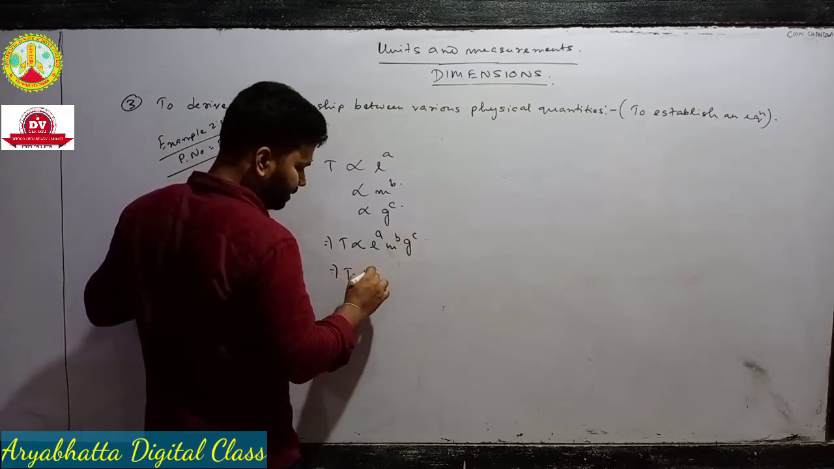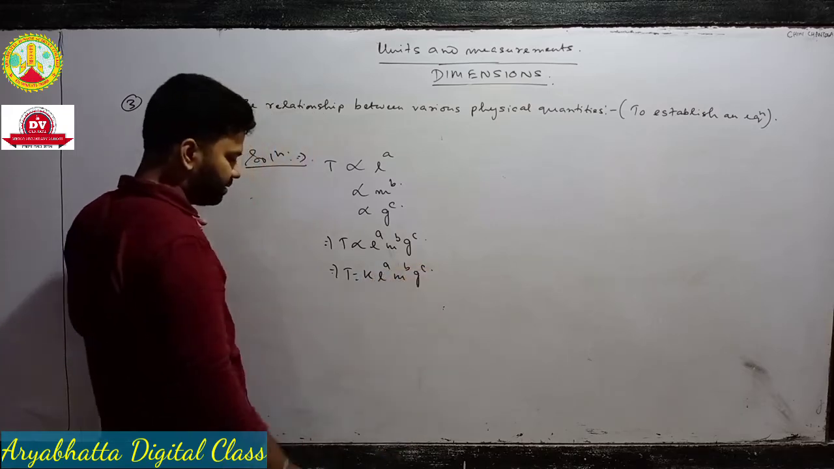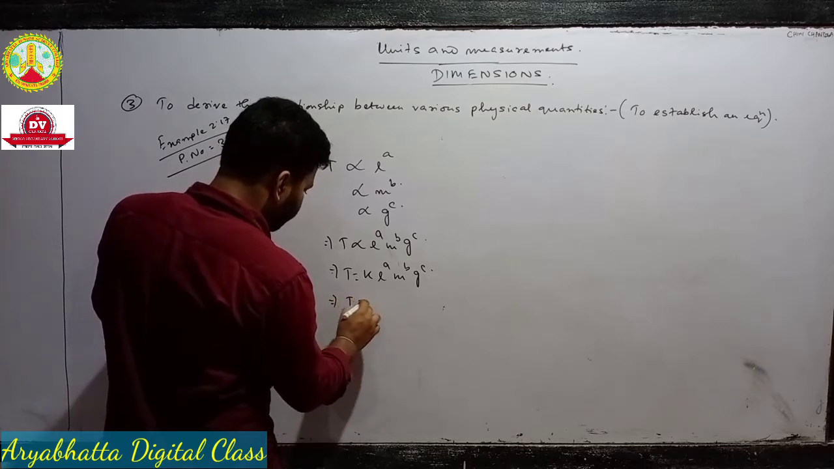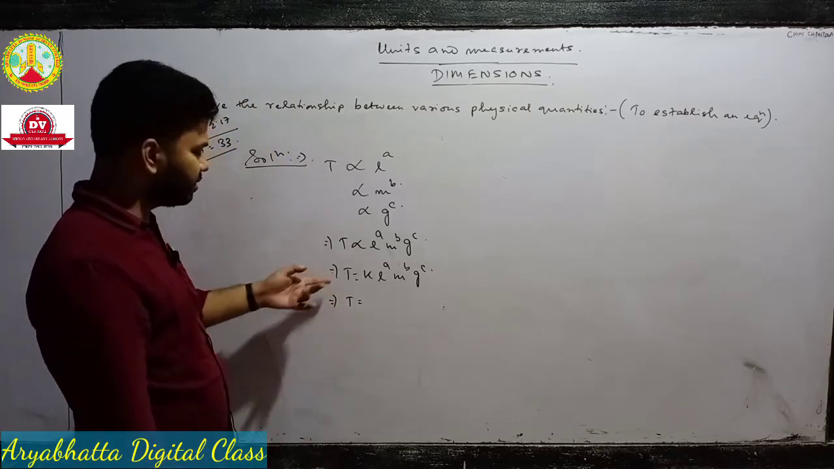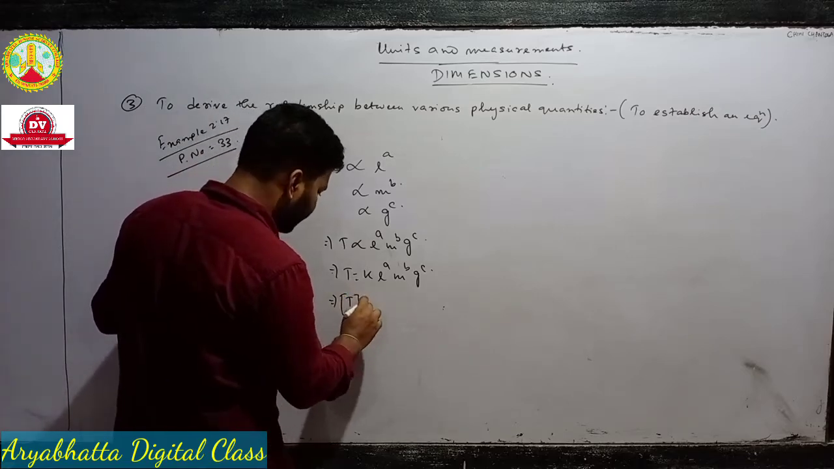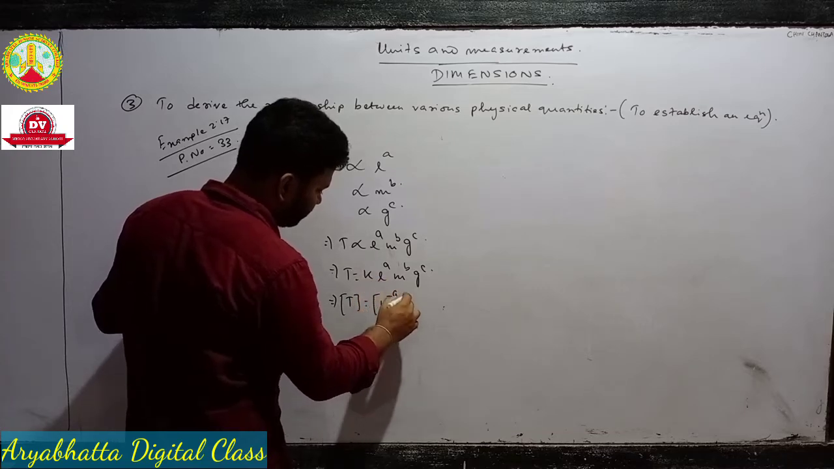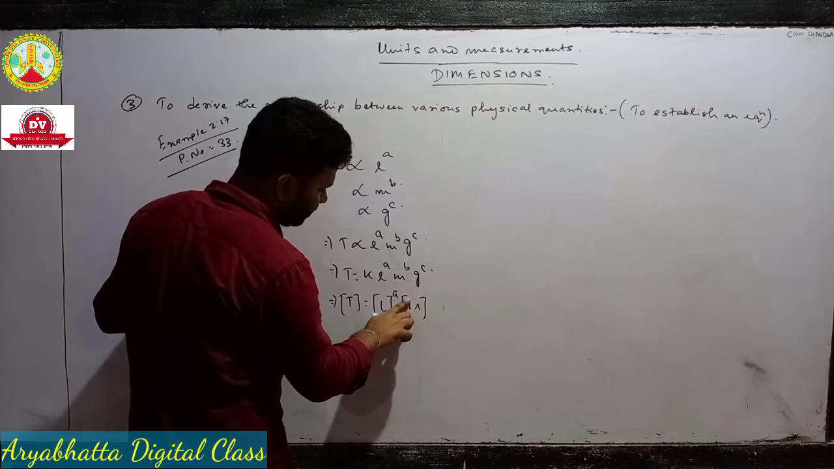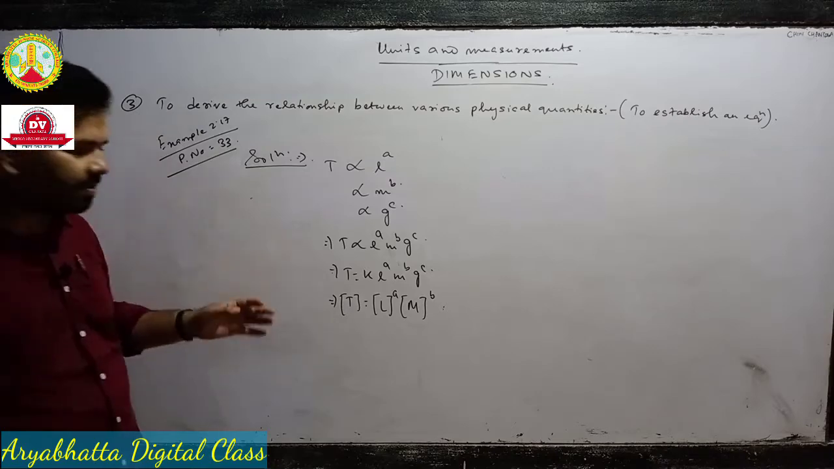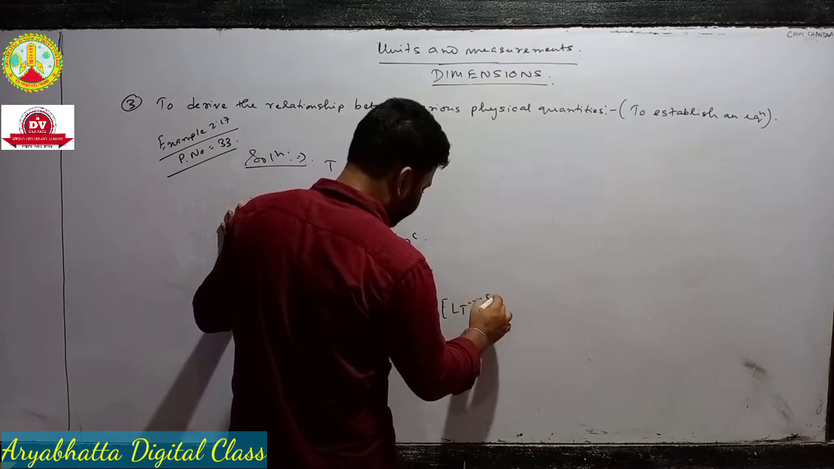From here T is equal to k L to the power a, m to the power b, g to the power c. K is a dimensionless constant. Time period is always in seconds, so the dimension of time period will be capital T itself. K is a dimensionless constant, no dimension. The dimension of length will be L to the power a, the dimension of mass, capital M, to the power b. Acceleration due to gravity is meter per second square, so it will be L T to the power minus 2, all to the power c.